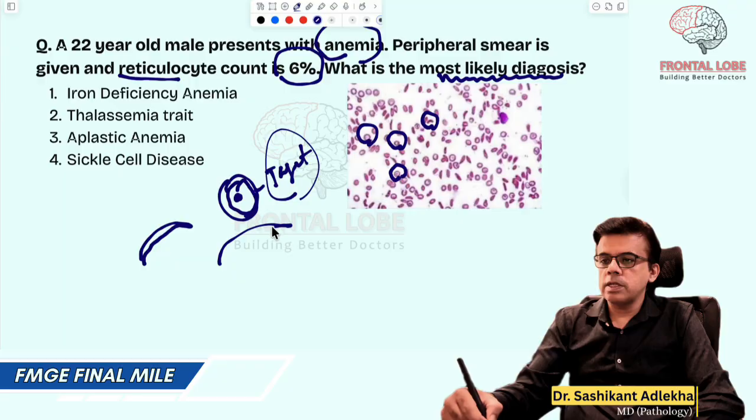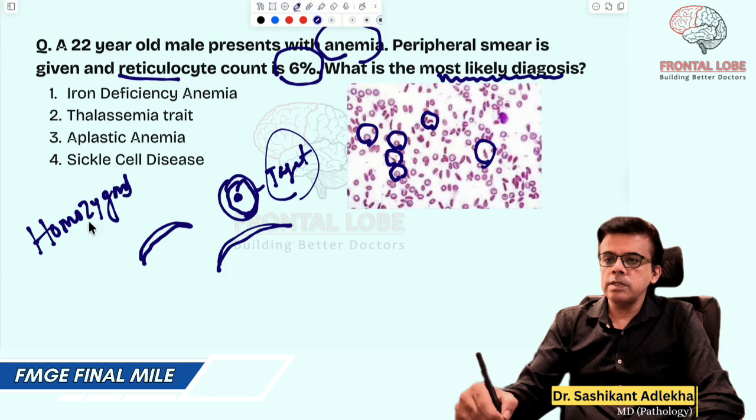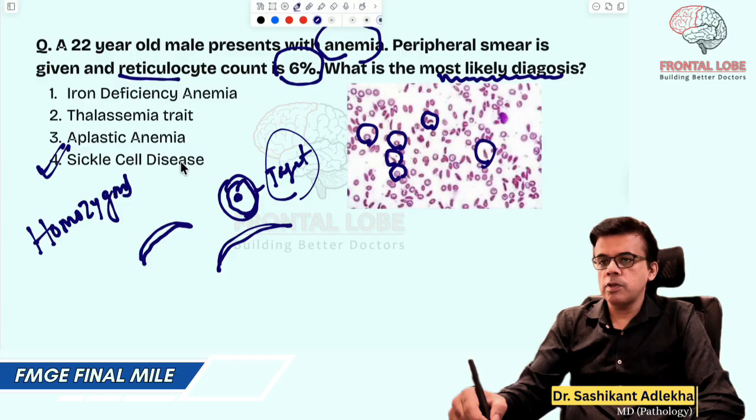So these are the sickle cells. You can see that they are in abundance. The sickle cells are generally obvious when there is homozygous sickling. In heterozygous sickle cell disease, it will not be obvious, but in the homozygous state, they are generally obvious in the peripheral smear. The morphological features are obvious.